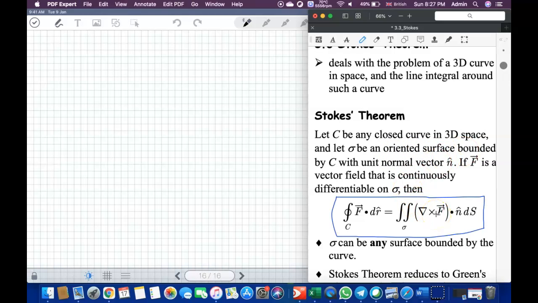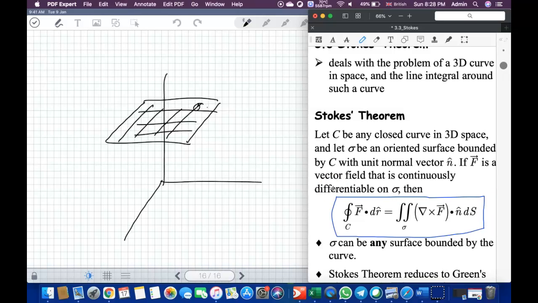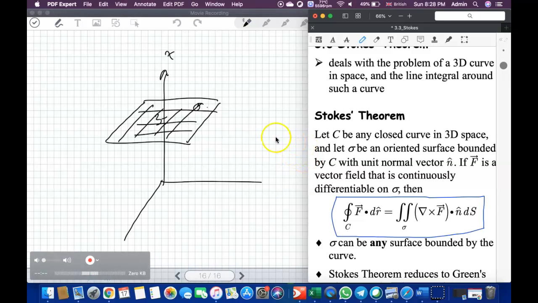For example, your surface is a plane. Okay, I give you a plane. So this is your surface sigma. A surface in 3D. Let's say this one is z equal to 3, for example. So the surface sigma is bounded by the boundary. So what is the boundary of this surface? The boundary of this surface is a closed curve.